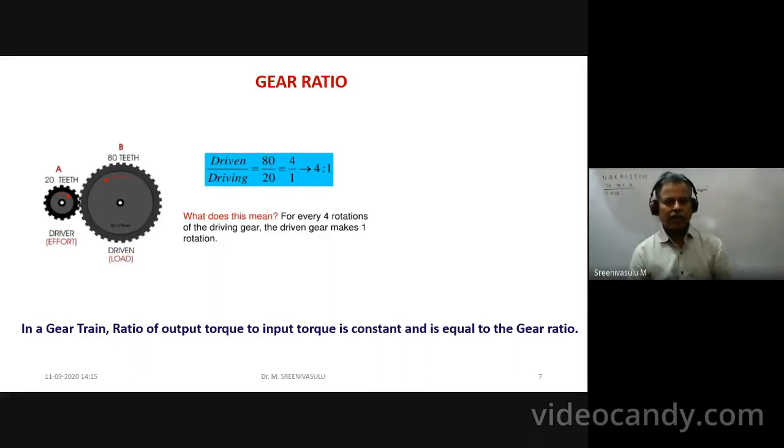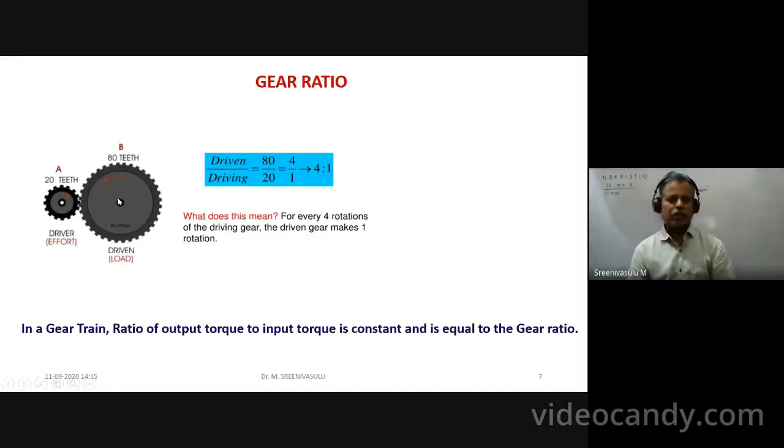Fine, let us see this. You have two gear wheels. As of now, this is your driver. A is the driver having 20 teeth. B is the driven having 80 teeth. If you take the driven to driving ratio, the gear ratio is 80 by 20, 4 by 1, 4 is to 1. This means for every 4 rotations of the driving gear, the driven gear makes 1 rotation. So there is a reduction in the speed. For 4 rotations of this, 1 rotation of this is going to happen.